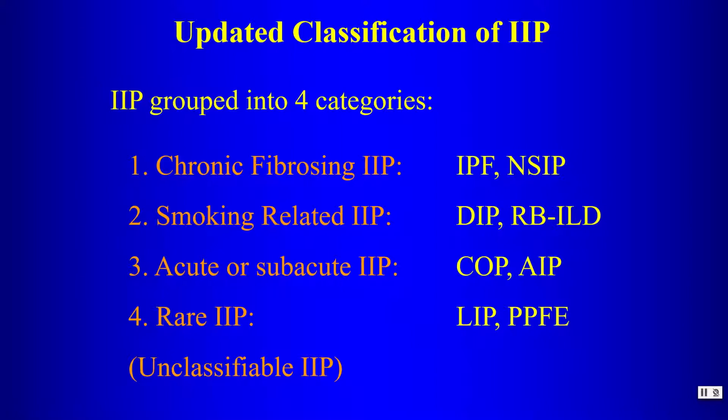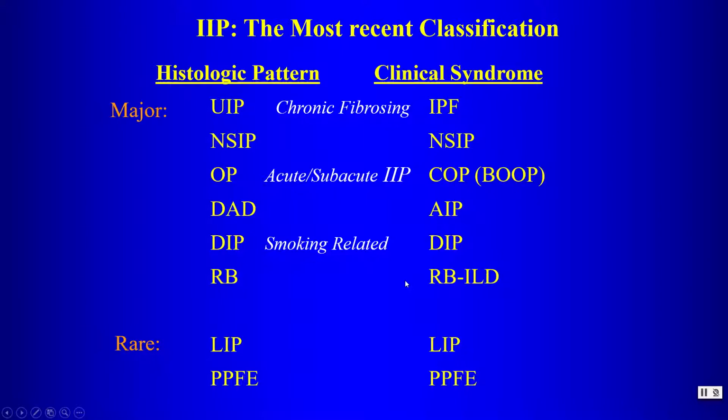So in the most recent classification of the idiopathic interstitial pneumonias, these are divided into 4 categories. We have the chronic fibrosing idiopathic interstitial pneumonias, that is IPF and NSIP, smoking-related idiopathic interstitial pneumonias, DIP, RB-ILD, acute or subacute idiopathic interstitial pneumonias, COP and AIP, and the rare idiopathic interstitial pneumonias, LIP and PPFE.